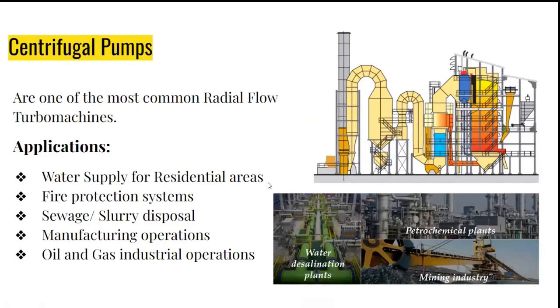One of the most common types of radial flow turbomachine is a centrifugal pump, with many applications, from the water supplies in residential areas, fire protection systems, sewage and slurry disposal, manufacturing operations, oil and gas operations. This helps to move fluids from different parts of the process, whether it's water distillation plants, petrochemical plants, mining industry, fracking, among other examples.